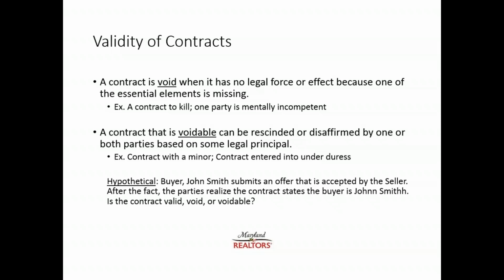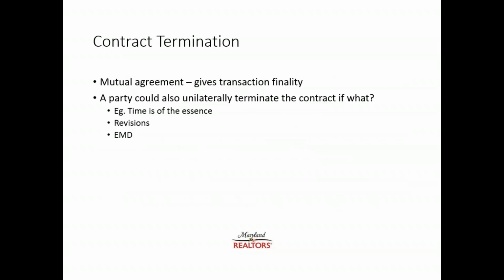So the hypothetical here: buyer John Smith submits an offer that is accepted by the seller. After the fact, the parties realize the contract states the buyer is John's, so the spelling is off. Is the contract valid, void, or voidable? But again, I think we get the point there, the difference between void and voidable. Any questions on that one, Jeff? Not yet. Okay.